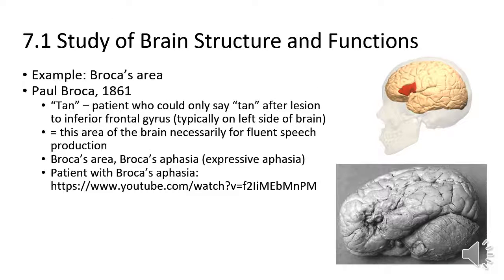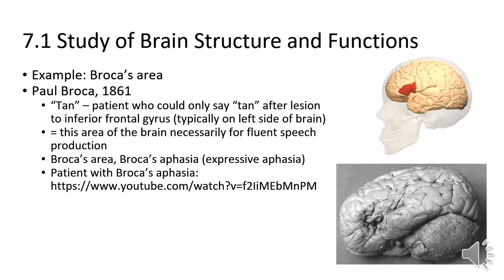So an example of the importance of lesion studies: there's an area of the brain in the frontal lobe that we call Broca's area now, and this is because Paul Broca, a scientist back in 1861, had a patient who we know as Tan, and this patient had damage to the inferior frontal gyrus on the left side of the brain, and the individual could only say the word "tan" after this lesion.